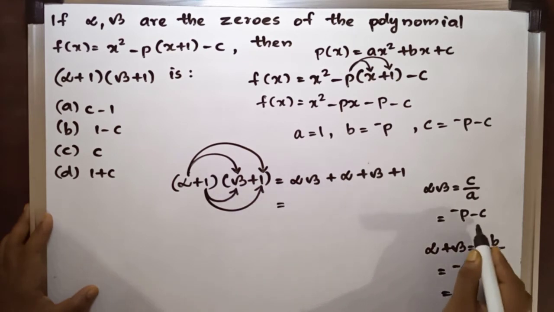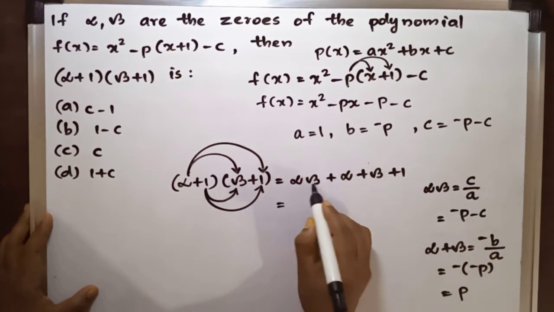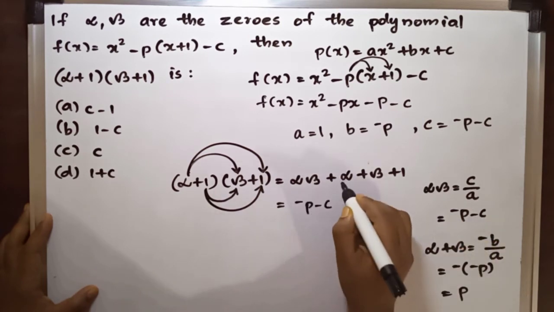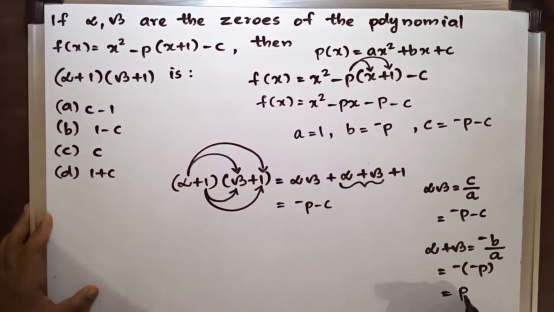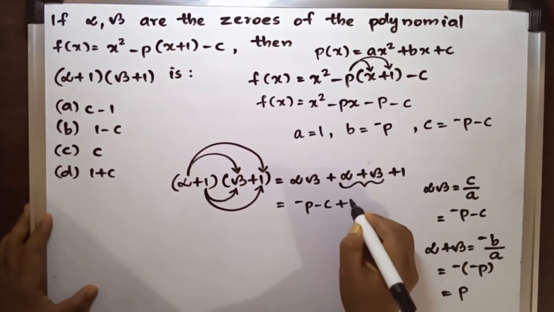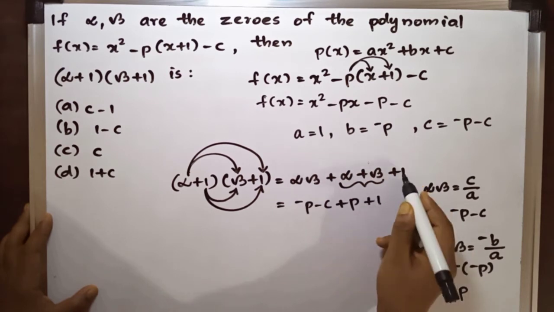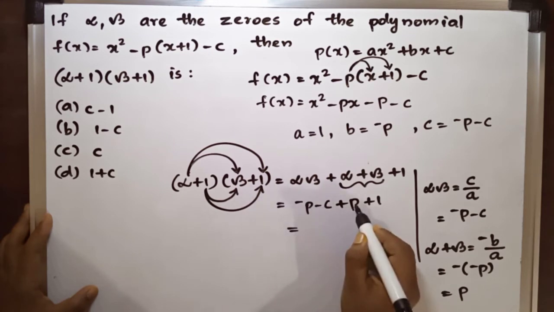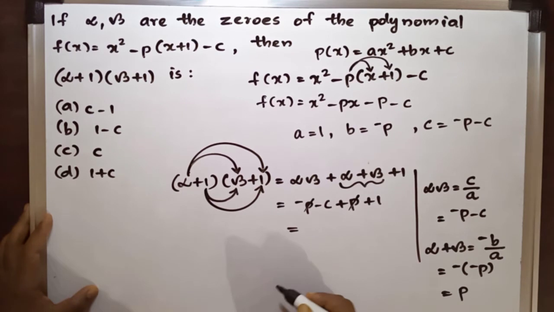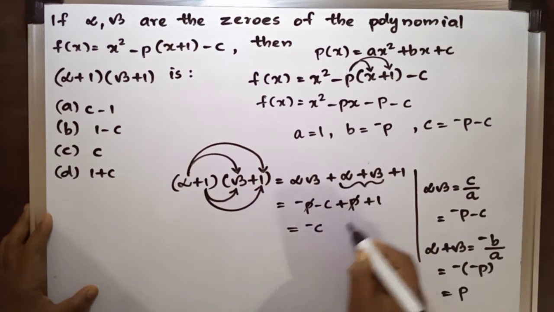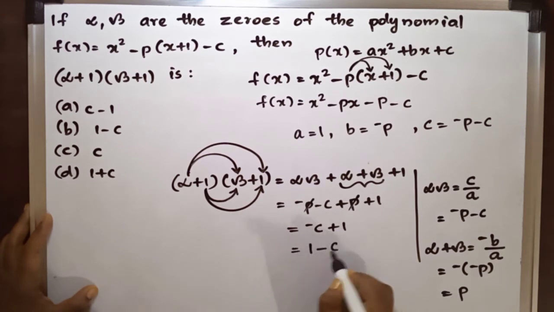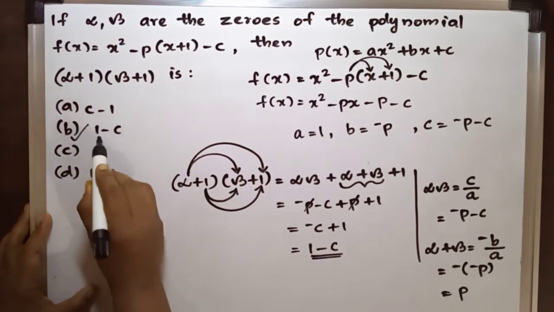Now let us substitute all these values here. Alpha beta is minus p minus c. Now alpha plus beta is p and plus 1 is also there. Now minus p plus p will get cancelled, right? What is left? Minus c is there and plus 1 is there. So the answer is 1 minus c. We have just rearranged it. 1 minus c, that is option B.